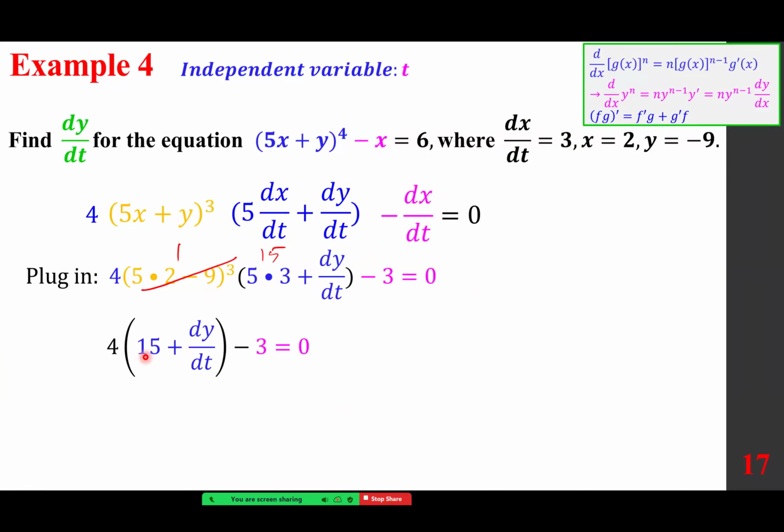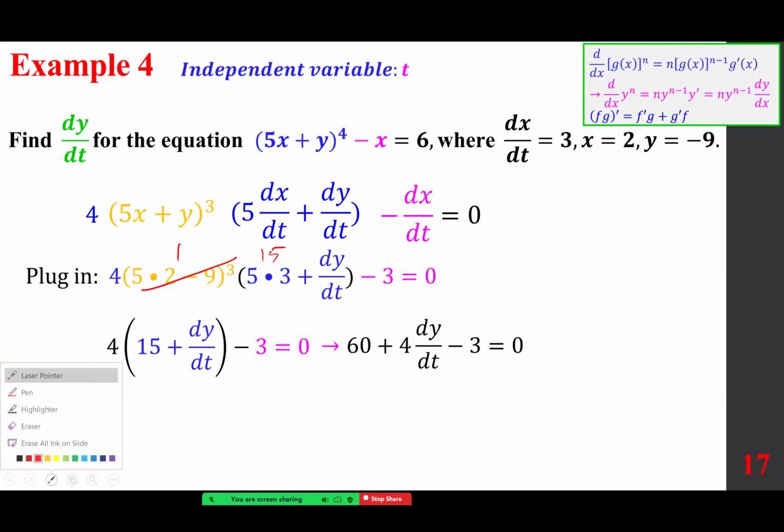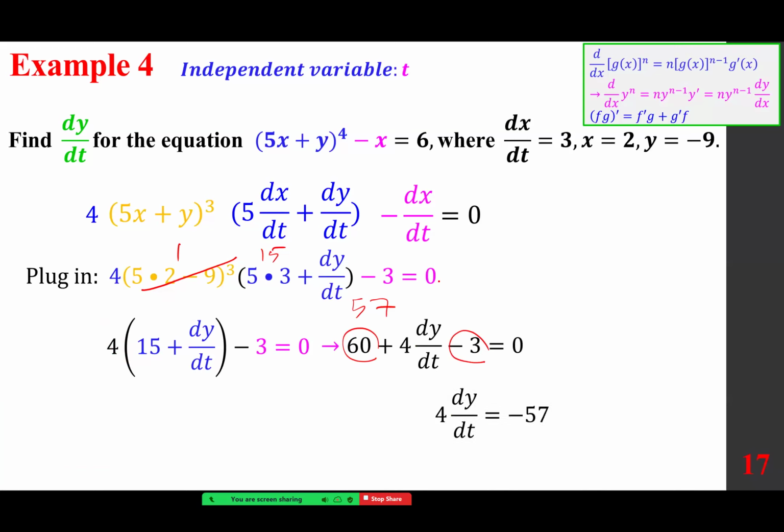And 4 times 15 is 60 plus 4 dy/dt minus 3. And the two numbers add up to 57. On the left, we move it to the right, make it minus 57. We divide both sides by 4. And it results in dy/dt equals minus 57 over 4.